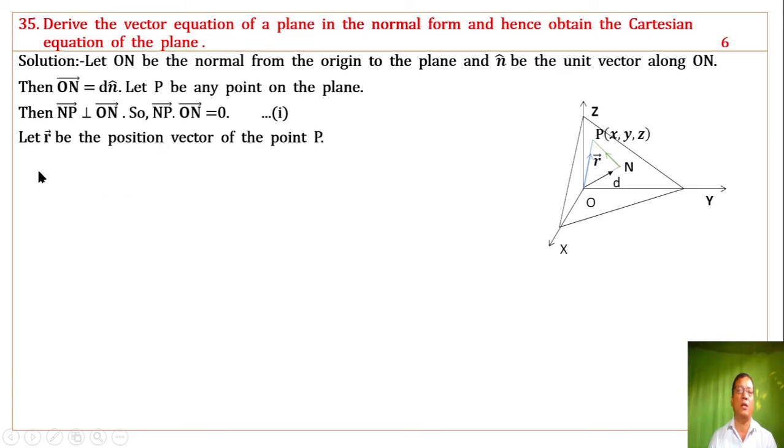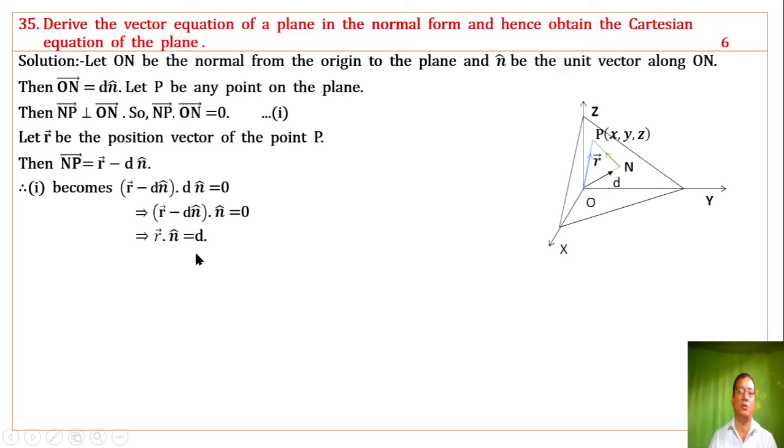Equation 1. Let R be the position vector of the point P. Then NP equals R vector minus d times n vector. Therefore, putting these values in equation 1, we have this. Divide this term by d. We have this, and multiplying using the distributive property, R vector dot n cap equals d. This is the equation of the plane in vector form.